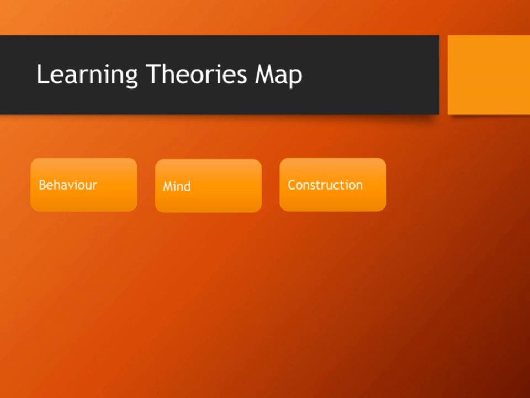Next, the mind refers to the cognitive processes involved, how we think, process information, and develop understanding over time. Behavior points to the observable actions and reactions, emphasizing the role of environment and reinforcement in shaping learning. Finally, the learning theories map brings all these ideas together, showing how various theories, like constructivism, behaviorism, and cognitive theories, interact and influence our teaching strategies.